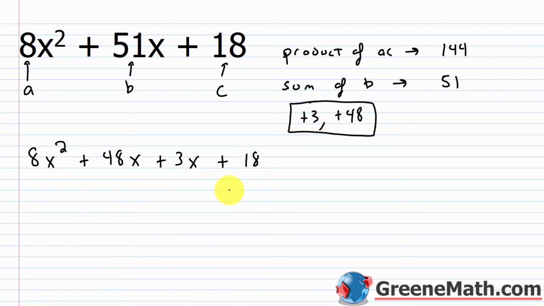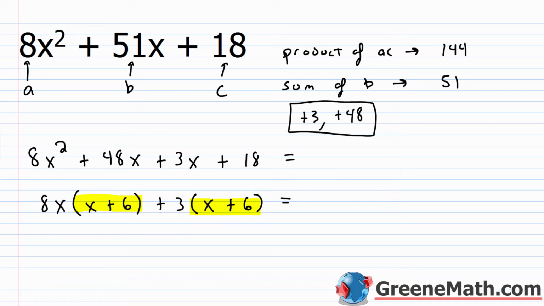Now, once I've done that, you can use factoring by grouping to get this into the product of two binomials. From the first group, I could pull out an 8x. What would be left is x plus 6. From the second group, I could pull out a 3. What would be left is x plus 6. So I have a common binomial factor of x plus 6. If I factor that out, what would I have? I'd have x plus 6, that quantity, times what's left: 8x plus 3. So the quantity x plus 6 times the quantity 8x plus 3.